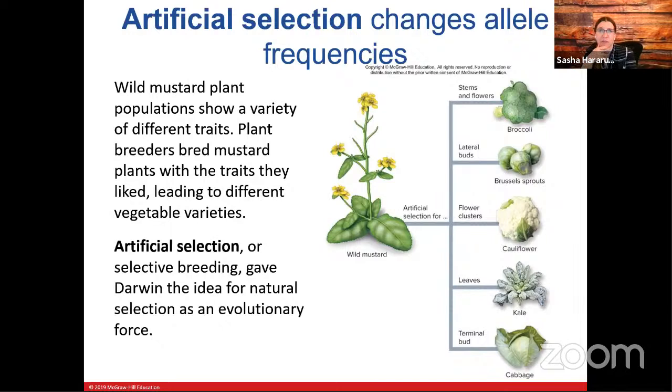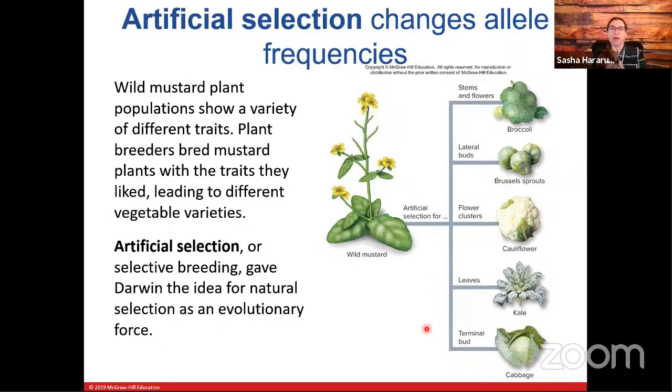Artificial selection has been going on for ages, particularly in agriculture. For instance, broccoli, Brussels sprouts, cauliflower, kale, and cabbage were all artificially selected from wild mustard plants. Not we, but people before us, selected for various traits of the wild mustard plants in order to get all of these delicious vegetables that we have now.